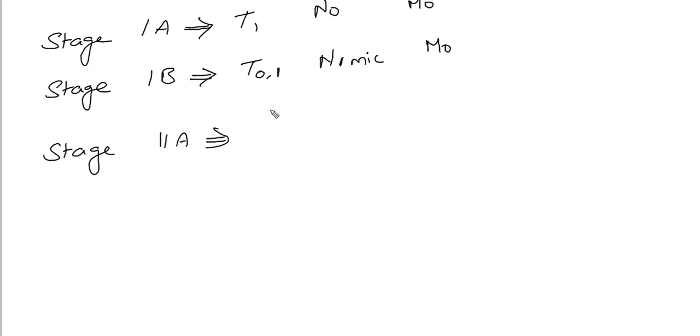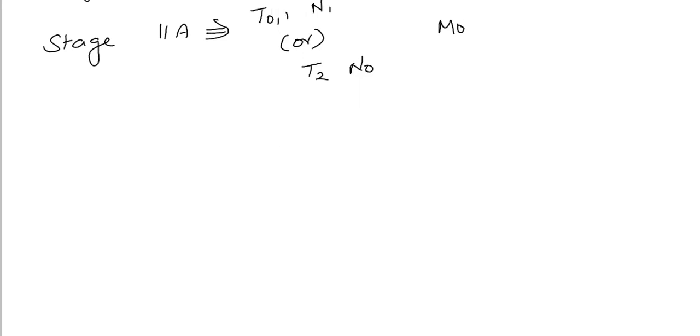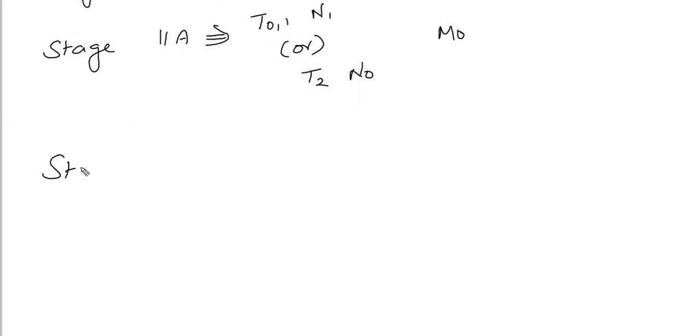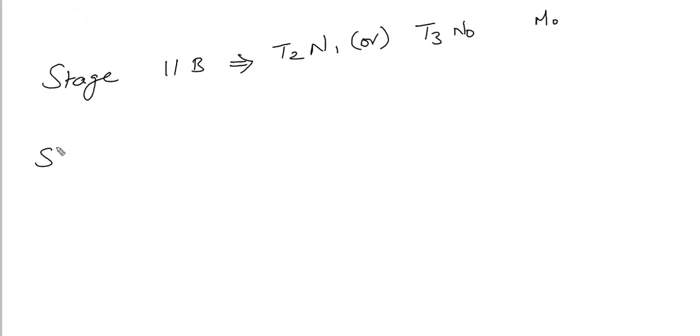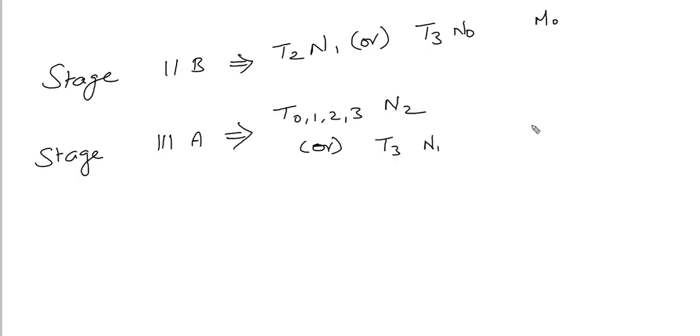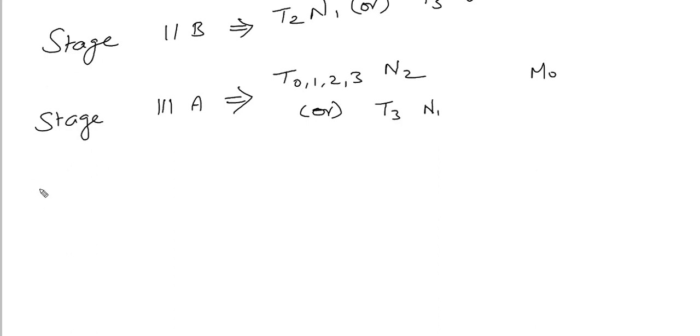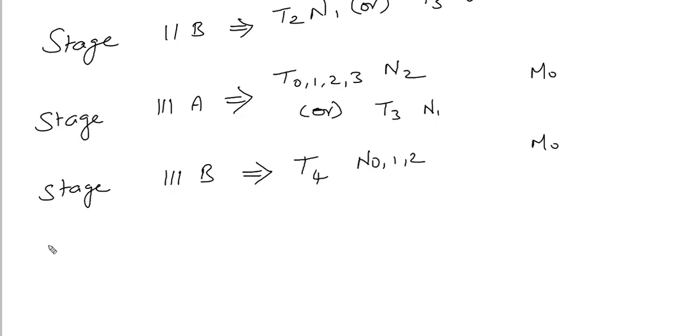Stage 2A is T0 or 1 with nodal metastasis N1, or T2 with no nodal metastasis. Stage 2B is T2 N1 or T3 N0 without metastasis. Stage 3A is T0, 1, 2 or 3 with N2, or T3 N1, without distant metastasis. Stage 3B is T4, N0 or 1 or 2 without distant metastasis.